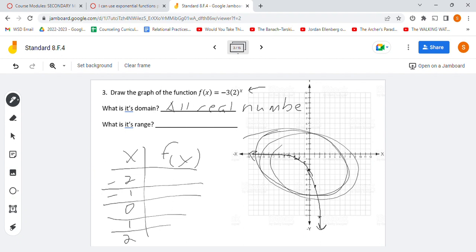And for the range, it's our y values. I like to look at the graph for this one. We can see that our asymptote shows us that we are going to approach but never reach the x-axis. That means that our y values get closer and closer to 0. And in this direction we can see that they go all the way down to negative infinity, as low as we want to get. So our range is y values that are less than 0. We get everything less than 0.